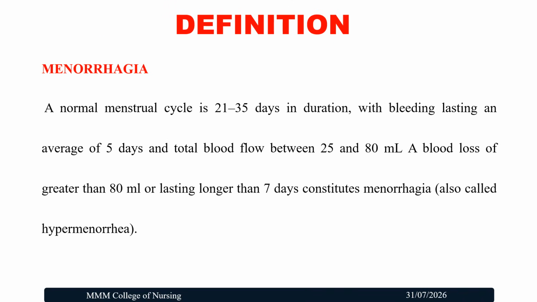Menorrhagia. The normal menstrual cycle falls between 21 to 35 days in duration, with the bleeding lasting on an average of 5 days, and the total blood flow between 25 to 80 ml. A blood loss of greater than 80 ml or lasting longer than 7 days constitutes menorrhagia. It is also called hypermenorrhea.